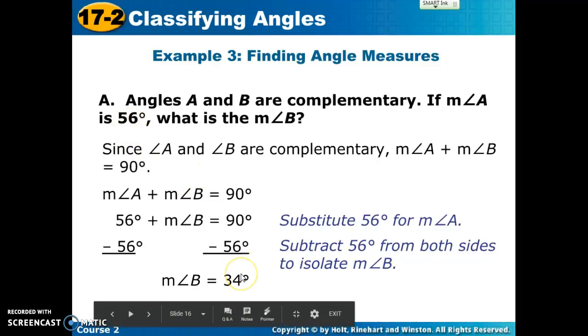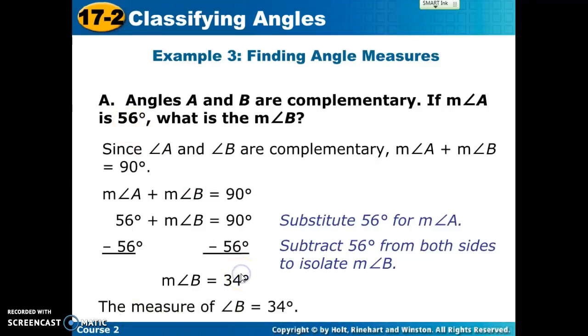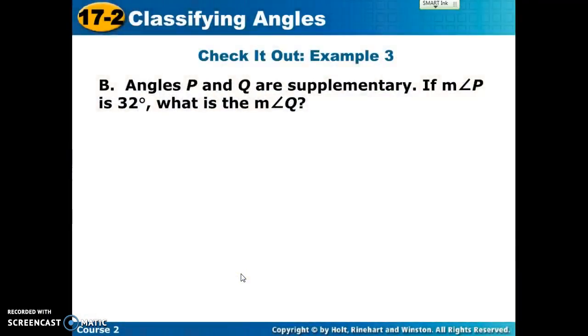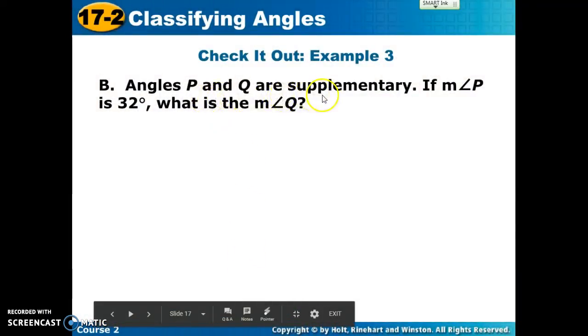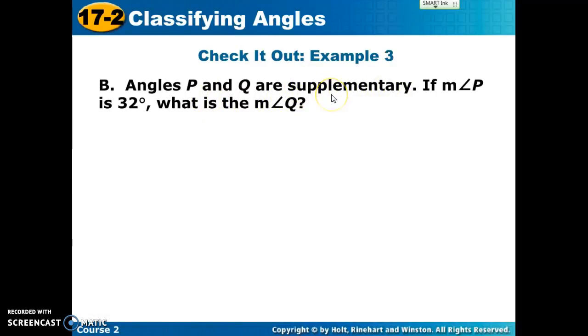Again, knowing and keeping aware that complementary is 90 degrees, we will subtract what's given to us from 90 to get 34. Let's try another. Angles P and Q are supplementary. Again, you should be thinking in your head right away, oh, supplementary, that's 180 degrees. That's what Mrs. Peterson told us. If angle P is 32 degrees, what is the measure? That's what M stands for, the measure of angle Q.